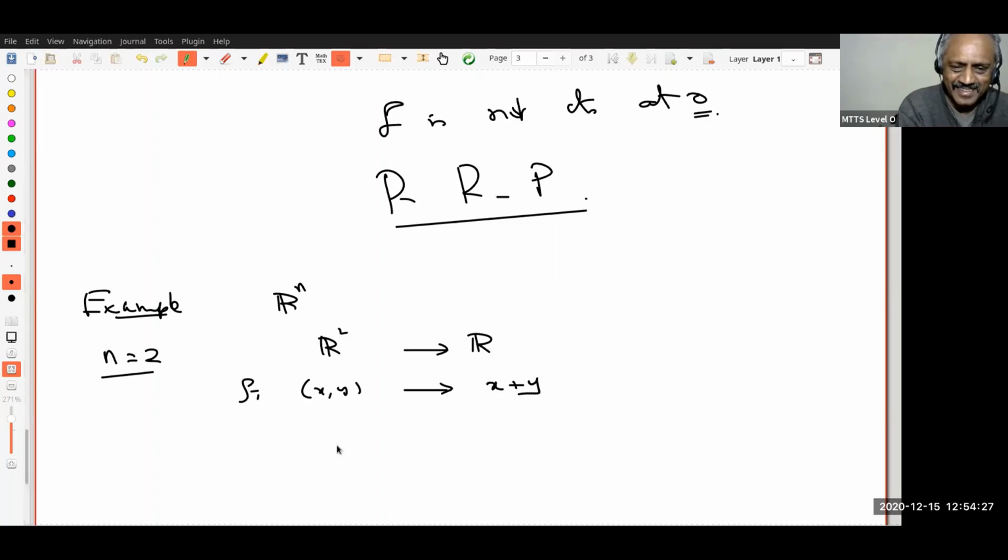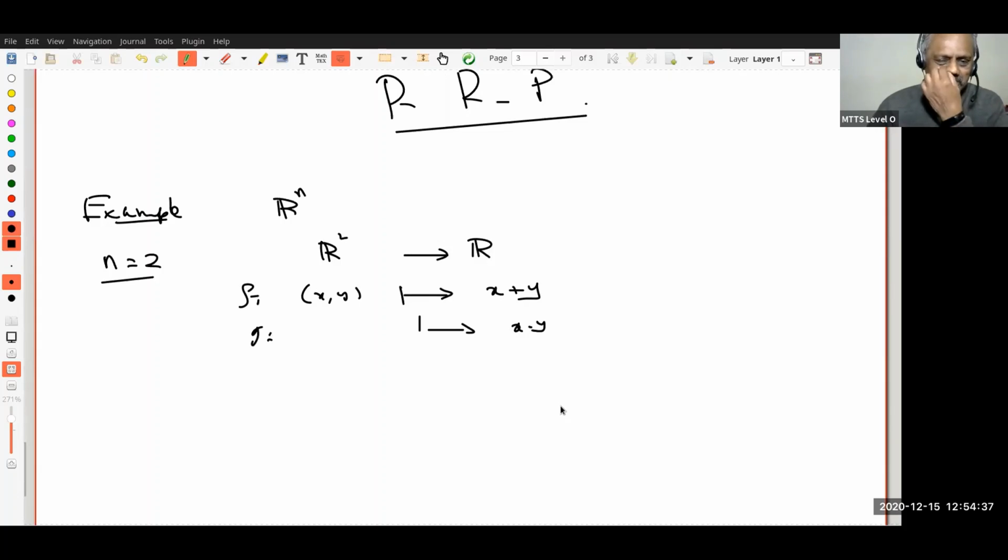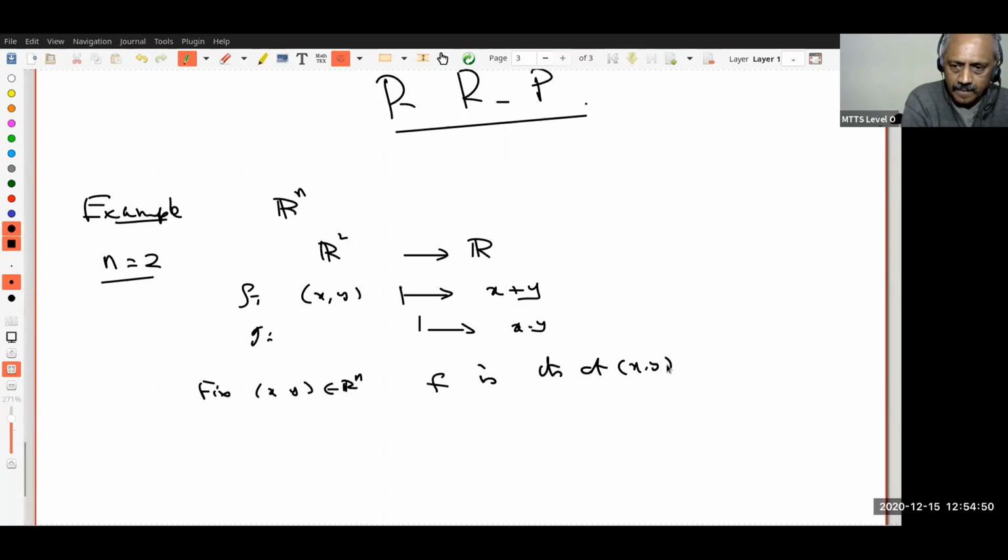F is x plus y, and G is x times y. Aren't they obvious? Yes. So what do you want to do? We want to know whether they are continuous. So fix (x, y) in R2. I want to know whether F is continuous at (x, y).